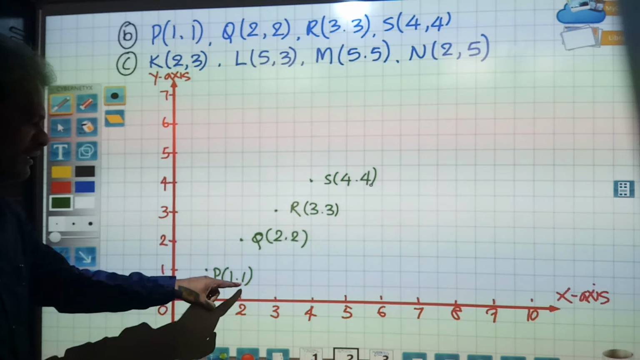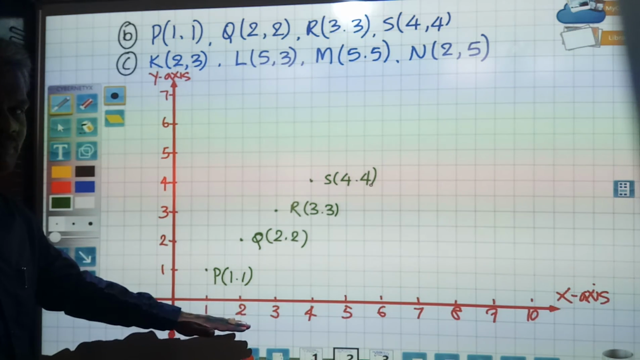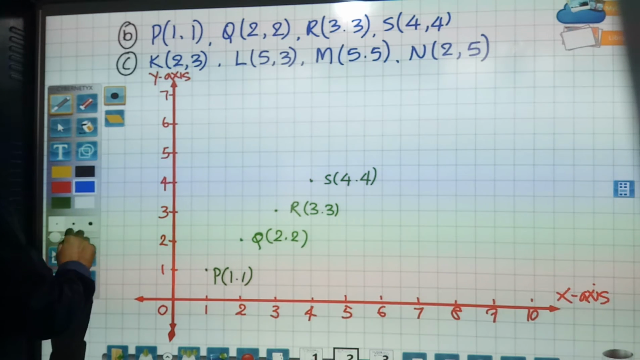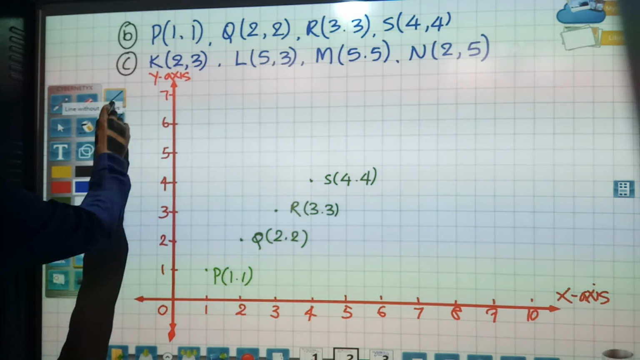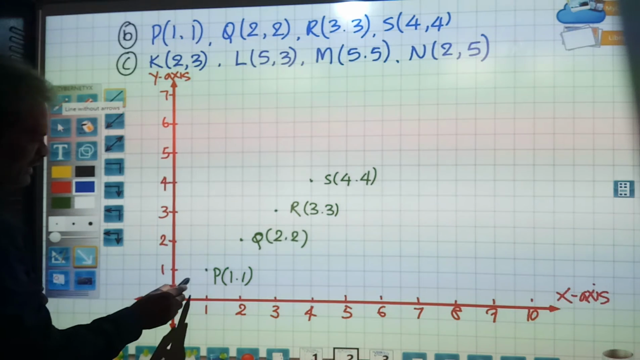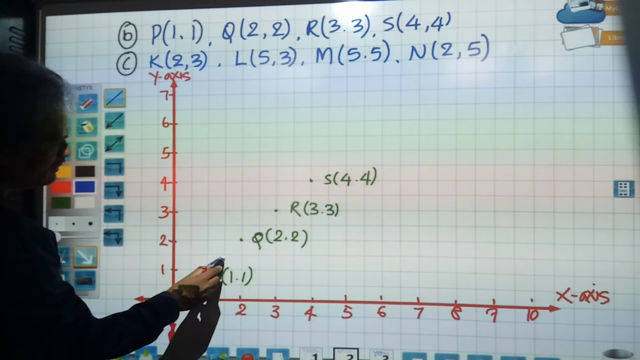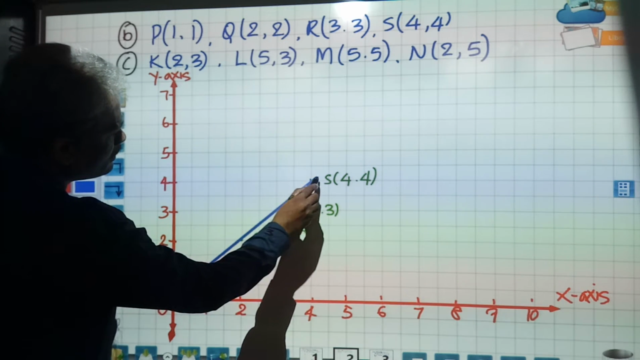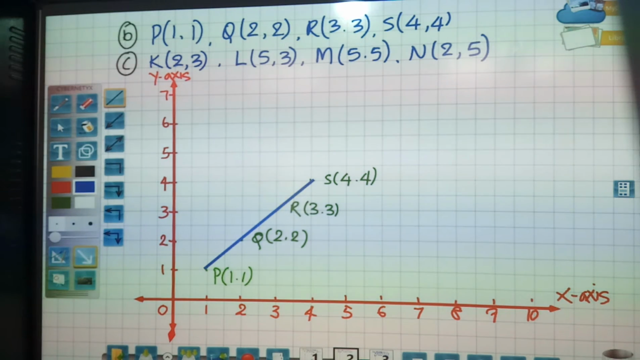The second y coordinate represents the distance from the horizontal line. You can see that we get a straight line. So all these points lie on the same straight line. You can join them using the scale and pencil. Join all the 4 points, then you will get a straight line. This is one.